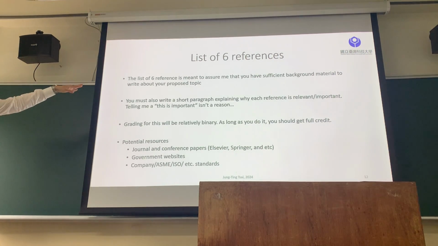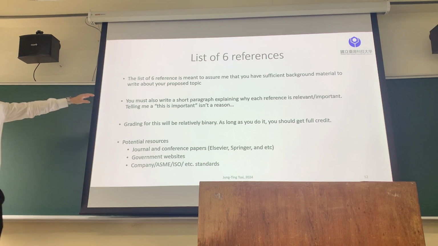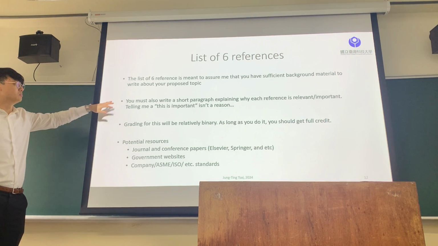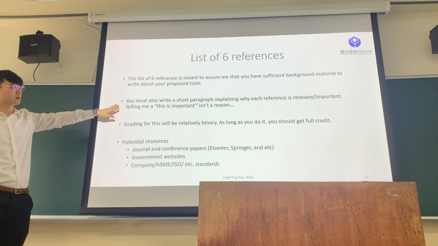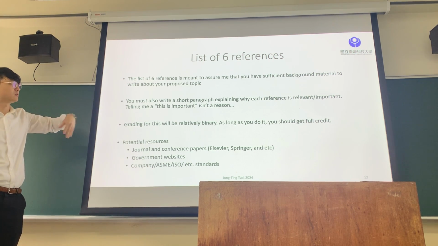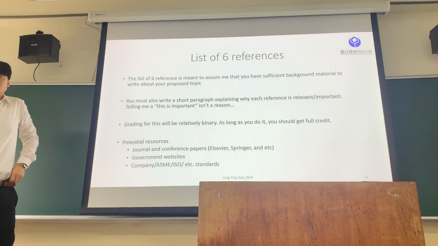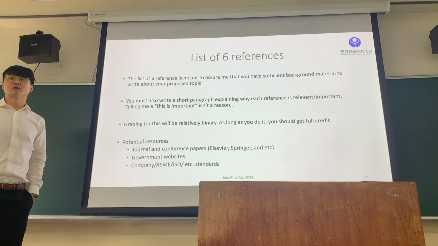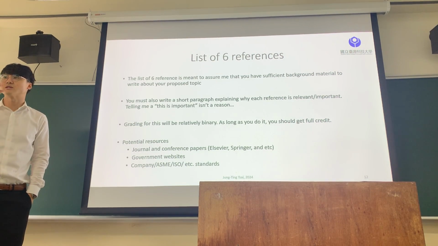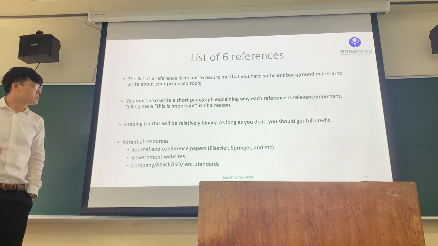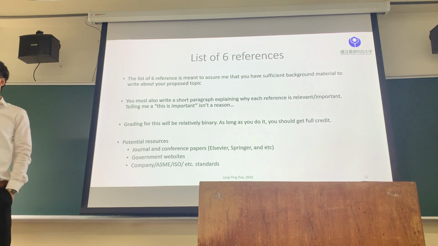The list of 6 references is meant to assure you that you have significant background material to write on the proposed topic. You must also write a short paragraph explaining why each reference is relevant. For each reference you are citing, give me 2 or 3 sentences explaining why you are citing it. Telling me why. Do not just tell me that this is important.